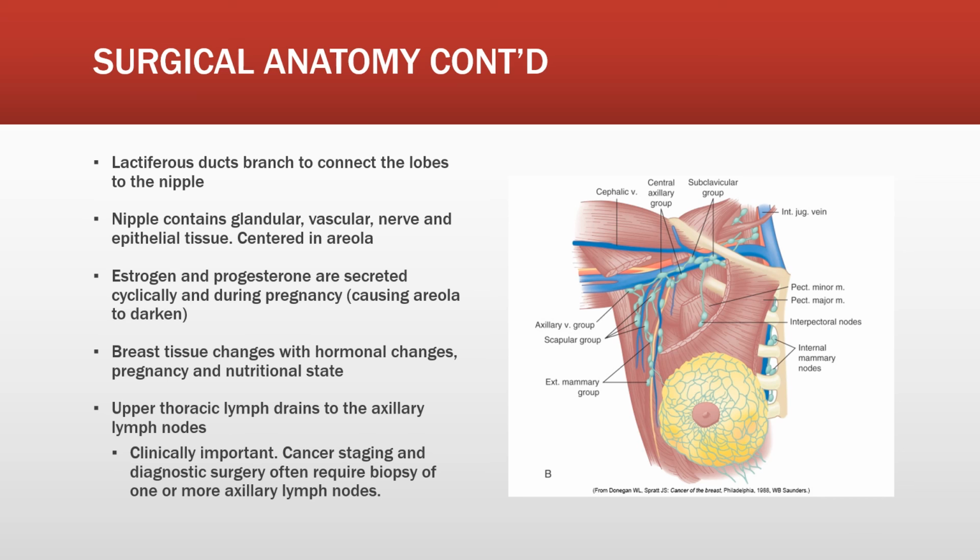Breast tissue changes with hormonal changes, pregnancy, and our nutritional states. And something that we need to make note of is the upper thoracic lymph drains into the axillary lymph nodes. This is clinically important. Cancer staging and diagnostic surgery often require us to take a biopsy of one or more of those axillary lymph nodes. So it's important to know where those are and what drains into them, because that is usually what we are working on when working with breasts.